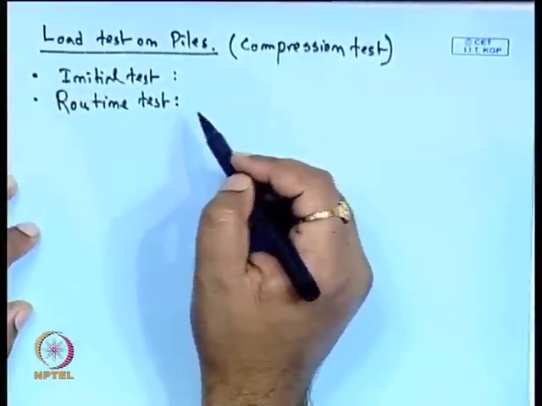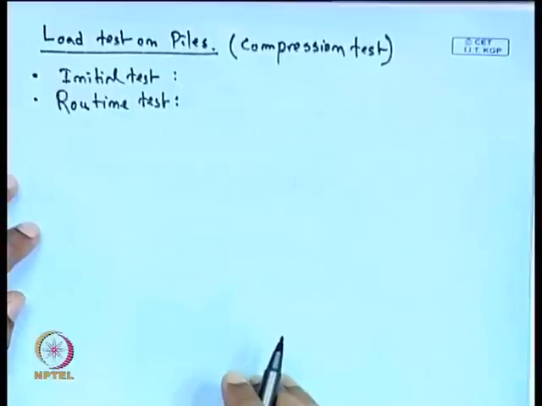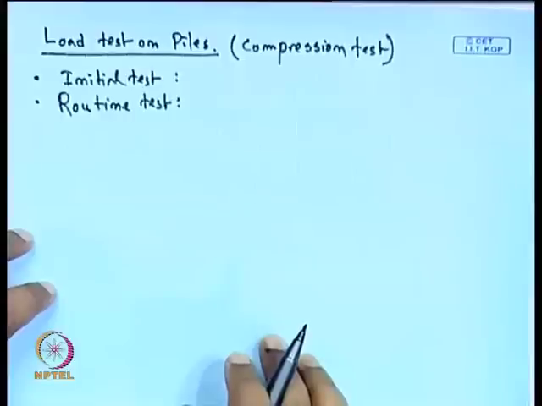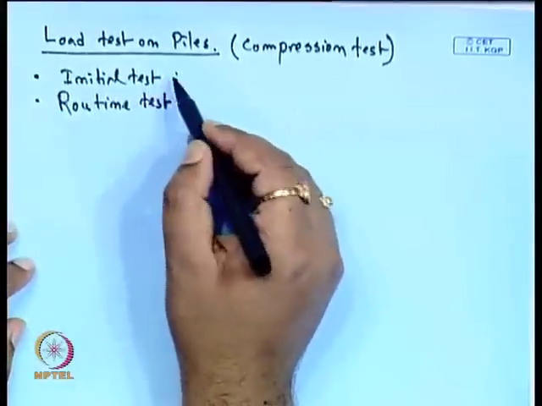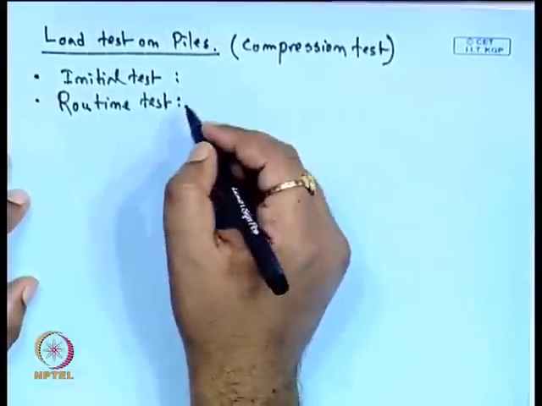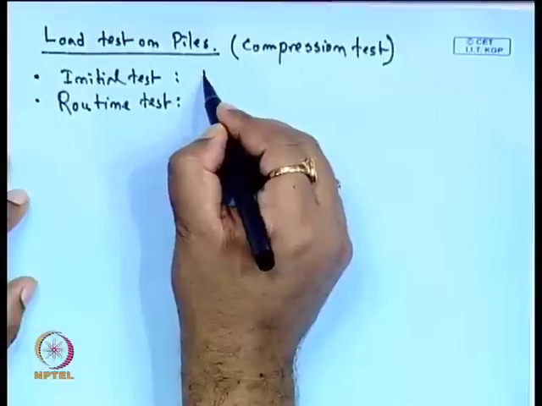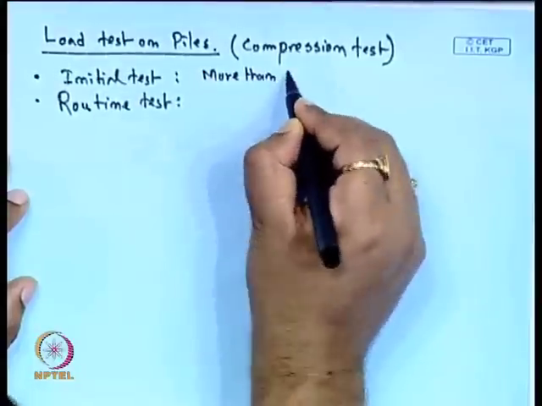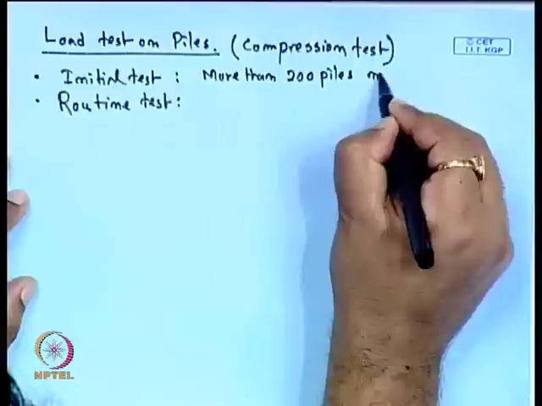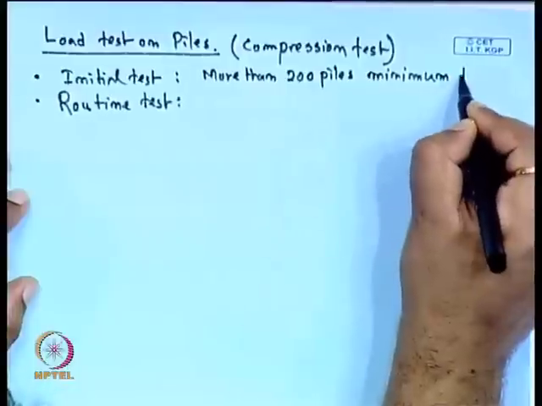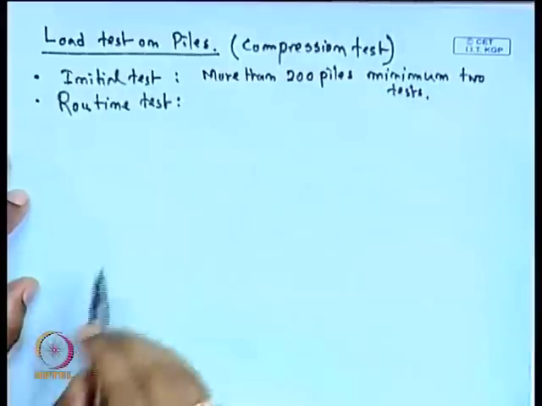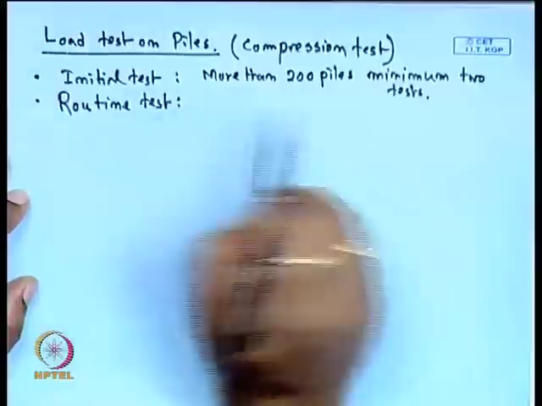The routine test is carried out to check the working pile load and to know the corresponding settlement of the pile at that working load. So, the routine test we perform on the working pile and the initial test we perform on the test pile. The condition is that for more than 200 piles, a minimum of two initial tests is required.